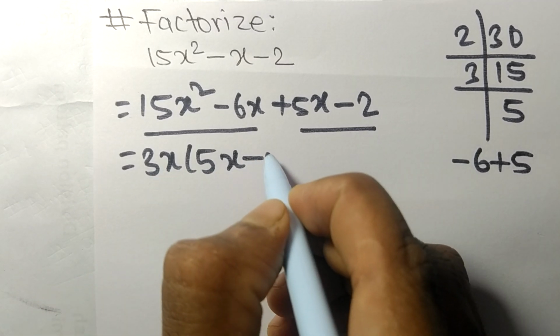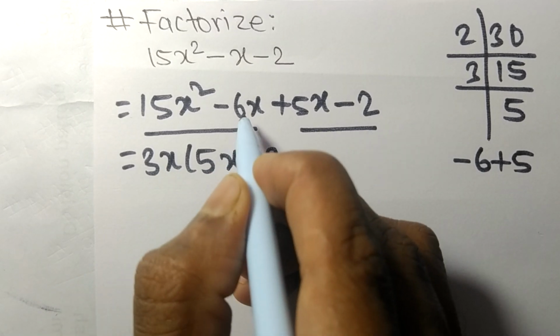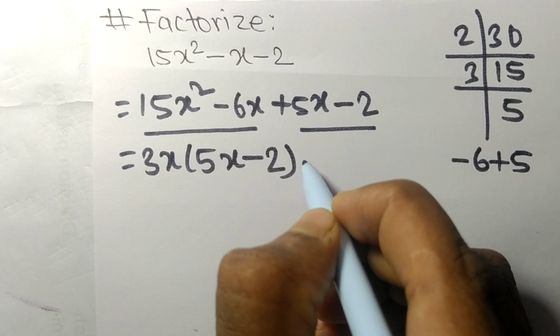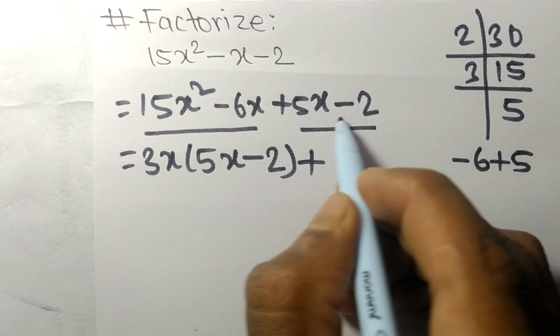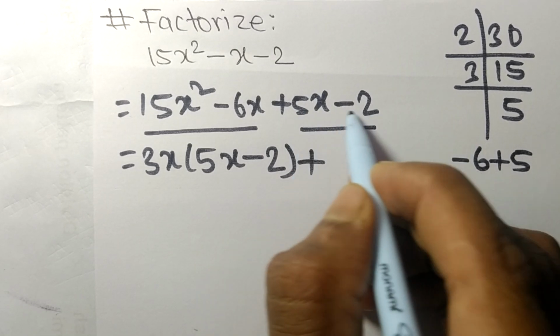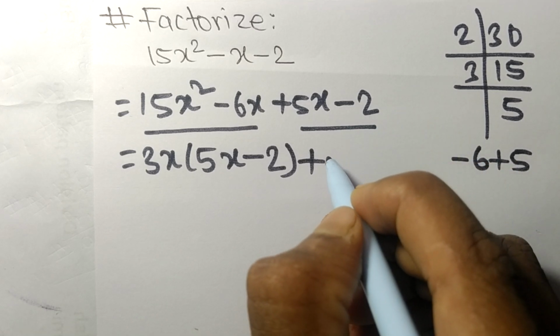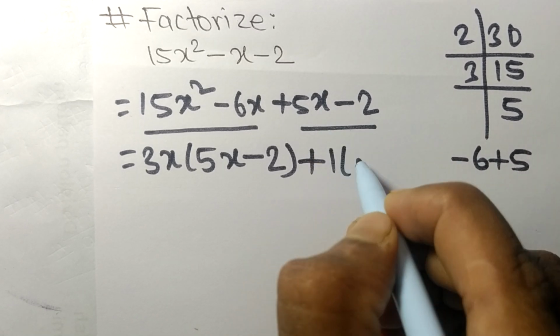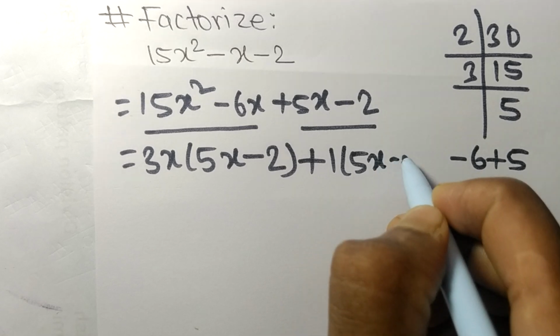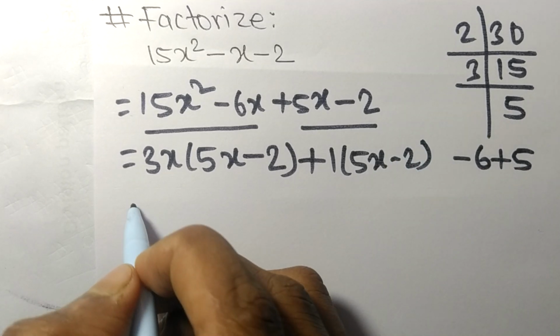Minus 3 times 2 means 6. X already came, plus now the common factor in the last terms is nothing here, so we take here 1. So remaining 5x - 2.